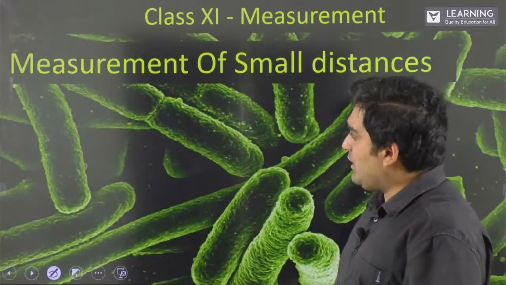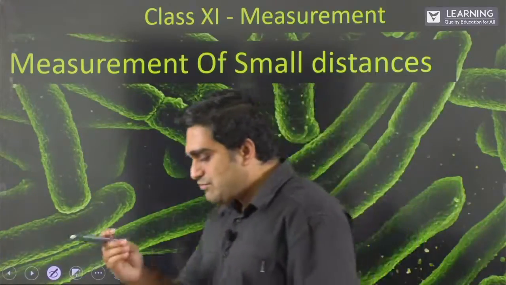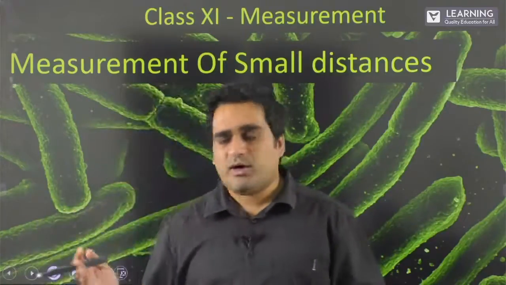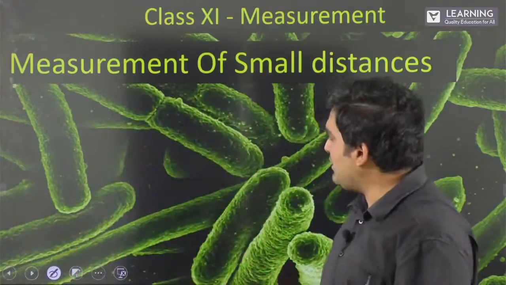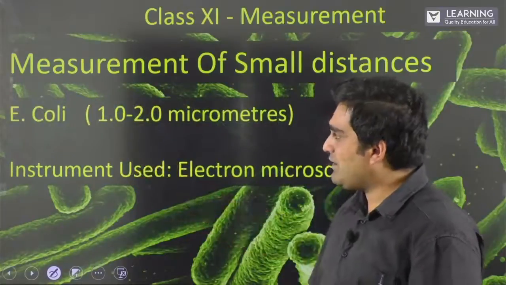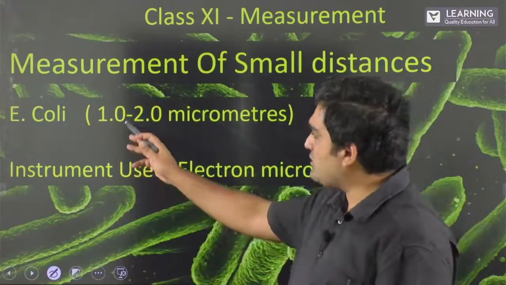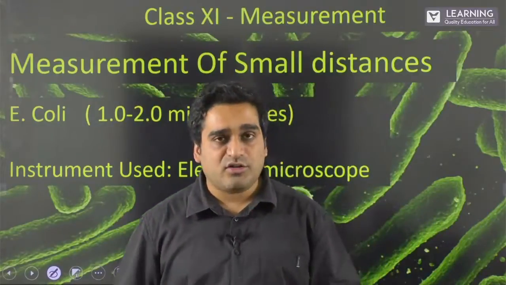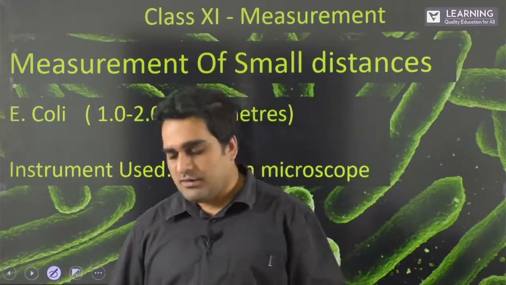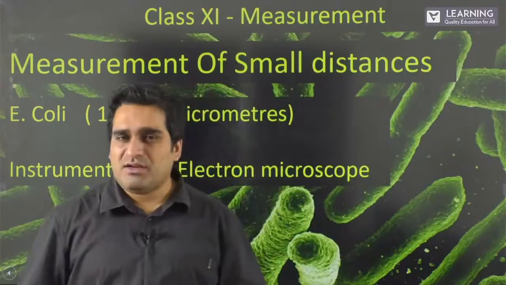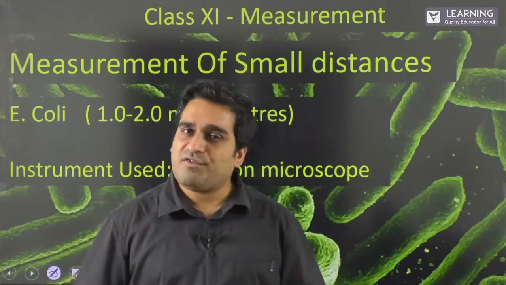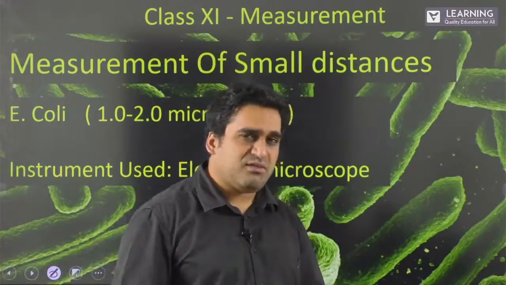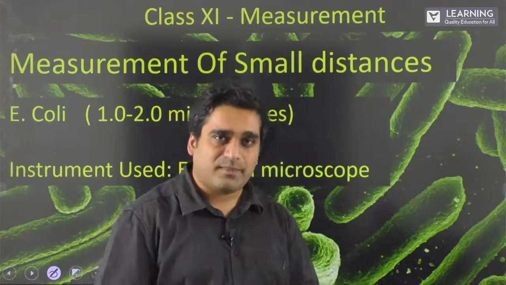If that is the case, then what about the measurement of small objects? Small objects, such as the one that I have in the background. These are E. coli bacteria, which are of the order of size of 1 to 2 micrometers. So I gave you an order of micrometers. How much is 1 micrometer in terms of a meter? We saw 1 meter is about 10 to the power of 6 micrometers, but how much is 1 micrometer?